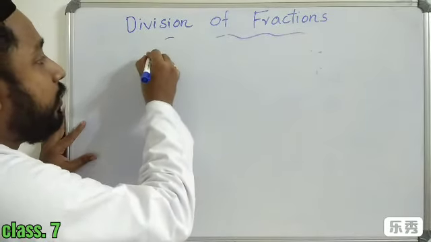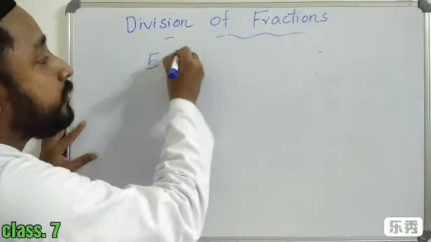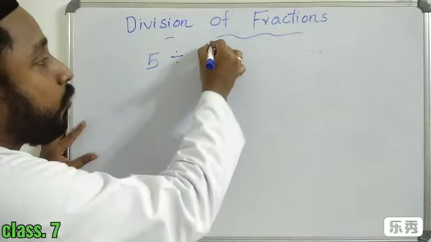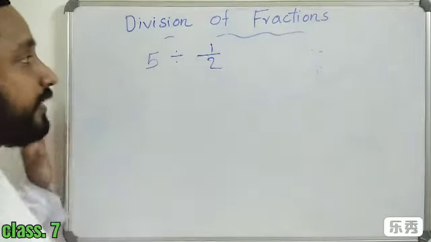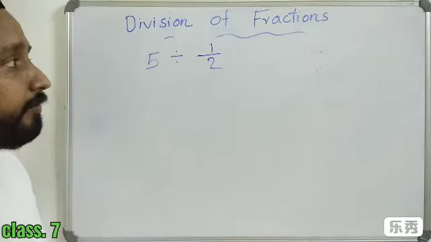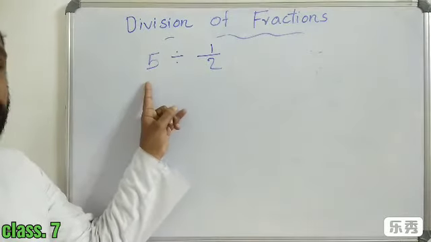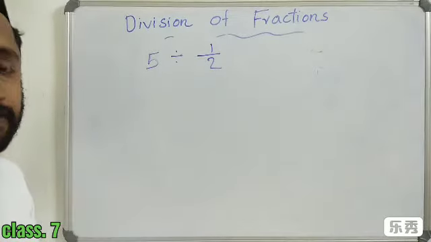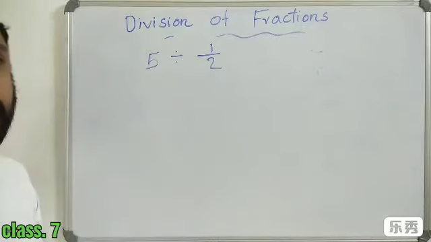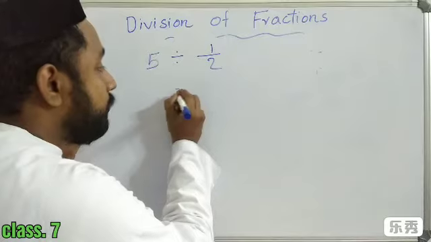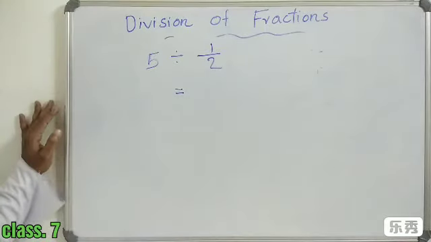5 is a whole number. I am going to divide 5 by 1 by 2. Here 5 is a whole number, 1 by 2 is a fraction. Here division is the operation. How do we divide 5 by 1 by 2? We use the same rule.